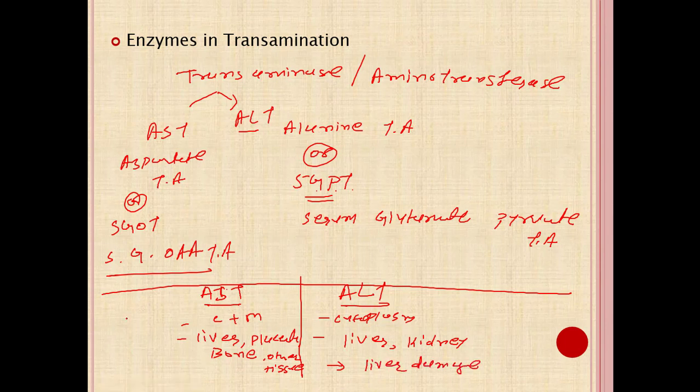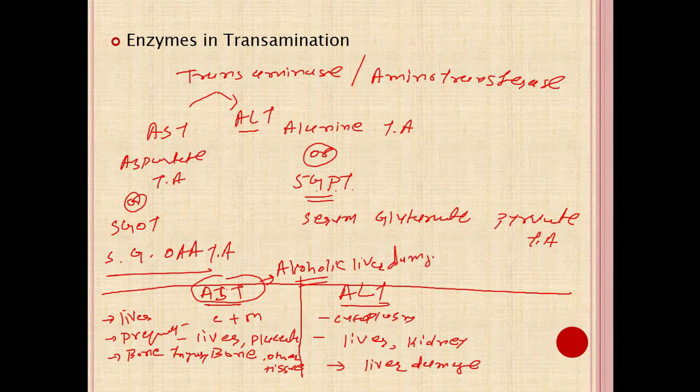AST is also increased in liver damage, pregnancy, and bony injury. AST is specific for alcoholic liver damage, remember. And ALT is specific for viral hepatitis.